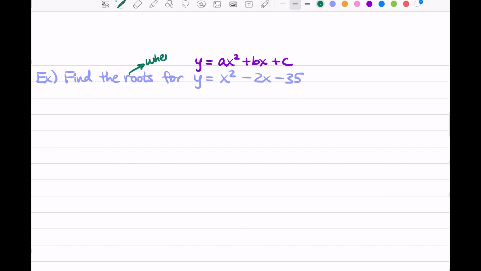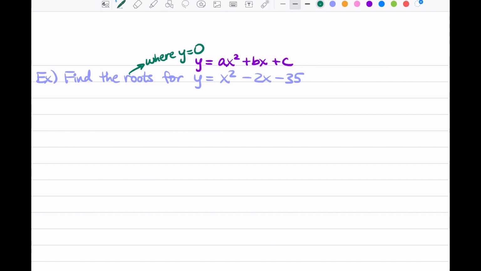Find the roots for y equals x squared minus 2x minus 35. Let's break down this problem piece by piece. So it looks like we have a quadratic equation here. How do we know that? Well, it matches our general form of y equals ax squared plus bx plus c. So this is a quadratic equation. A quadratic equation creates a parabola, and the roots of that parabola are where y equals 0.